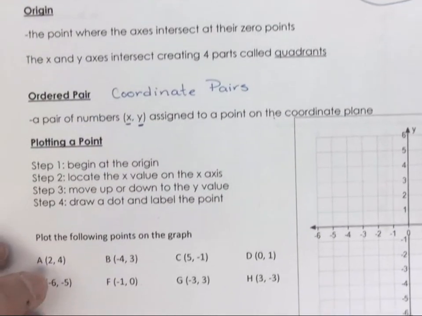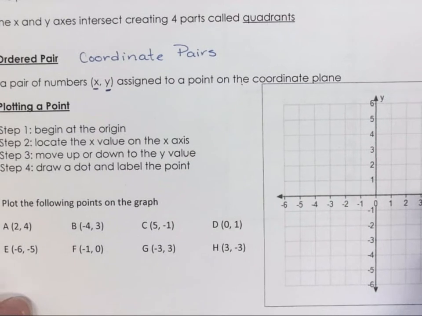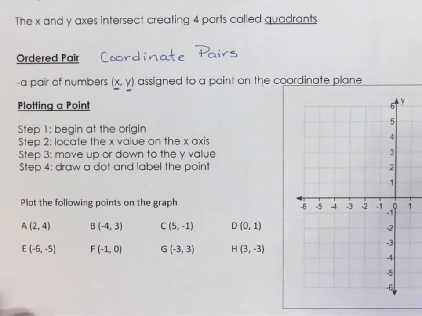Okay, so let's talk about plotting points. Ooh, everything's getting caught up here. This is why I zoomed in, because it's just a little bit easier to see. So first thing you do is you always begin at the origin, and the origin is like where the x and y cross each other.